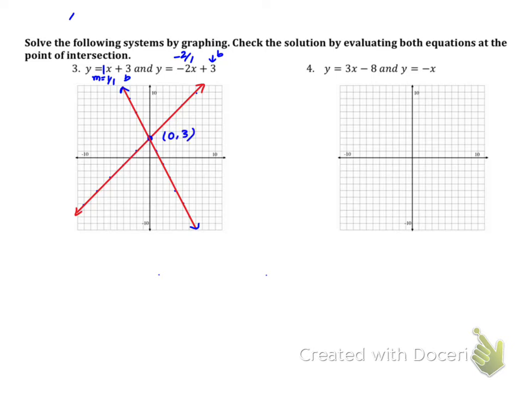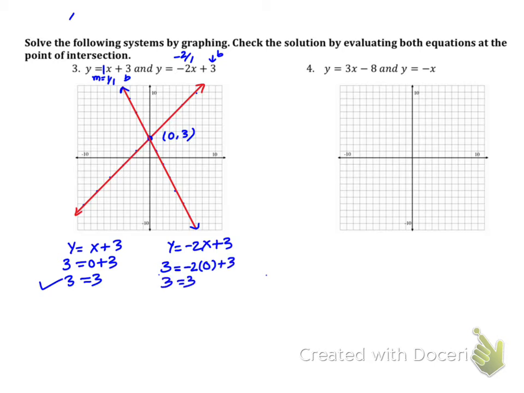They're saying to check the solution by evaluating both equations. You just plug it in like the last one. For y equals x plus 3, I plug it in: y is 3, x is 0, so 0 plus 3, 3 is 3, that's true. The second equation is y equals negative 2x plus 3. I plug it in again, y is 3, x is 0, 3 is 3, that's true. It means 0, 3 is the solution.